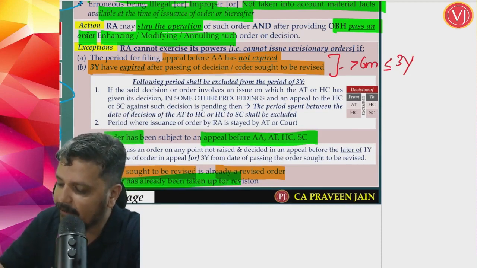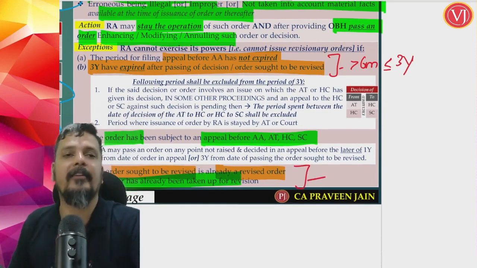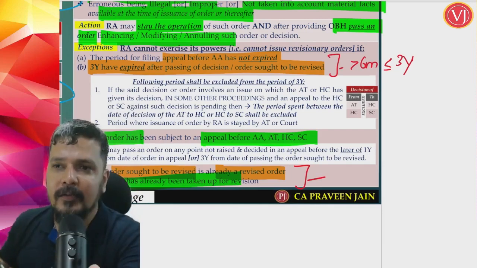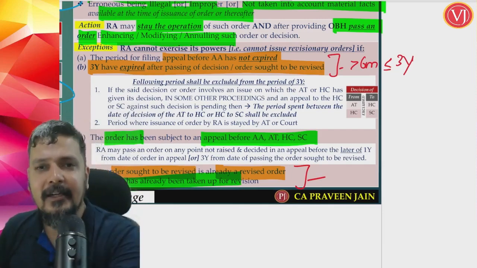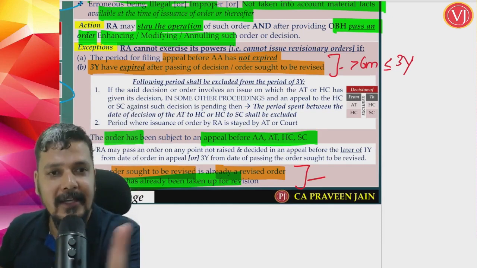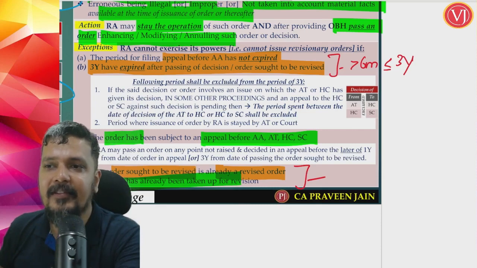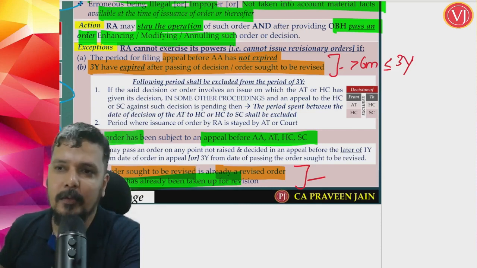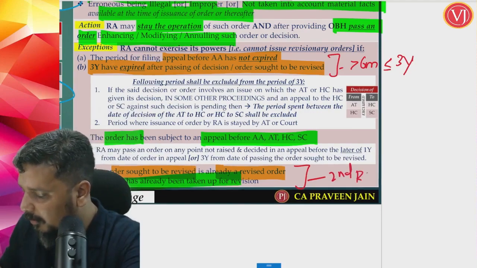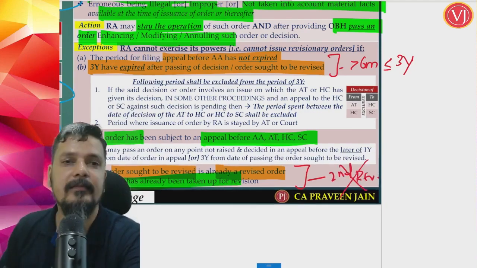You might ask, what is the difference between these 2 points? Second time revision is not allowed. First time revision is already done or first time revision is still pending. Second time revision is not allowed. So you cannot go for second revision.